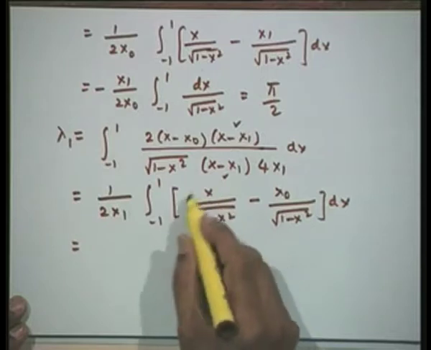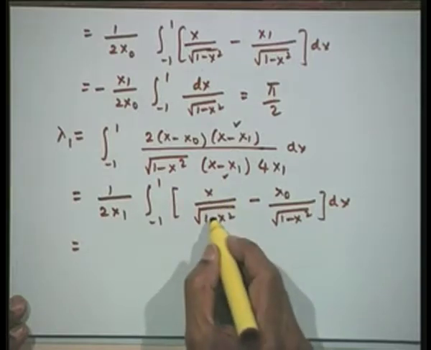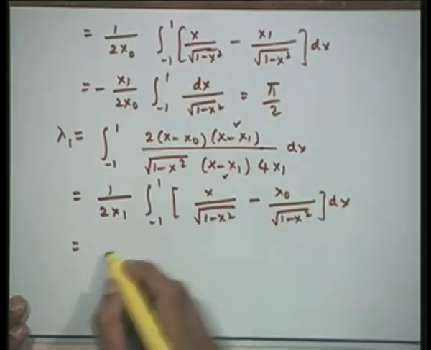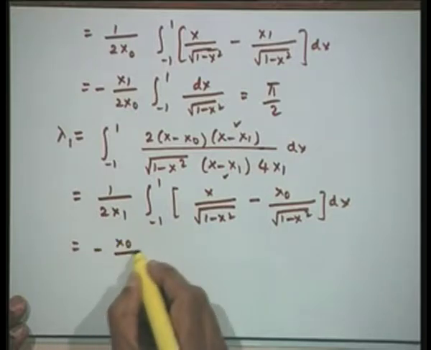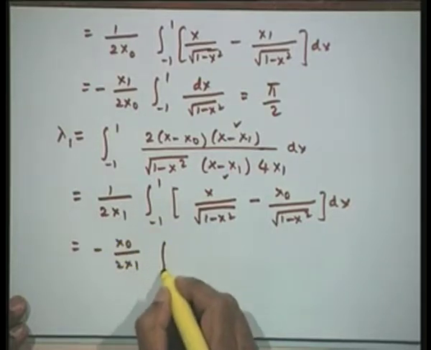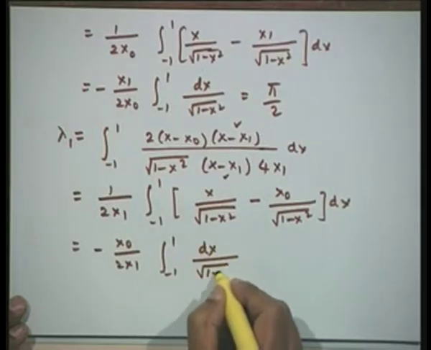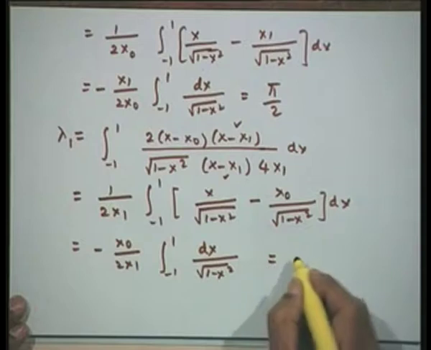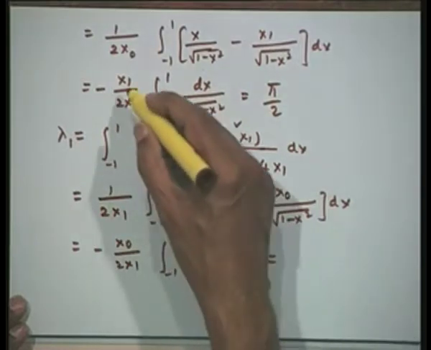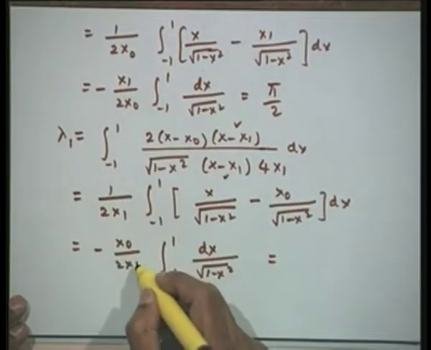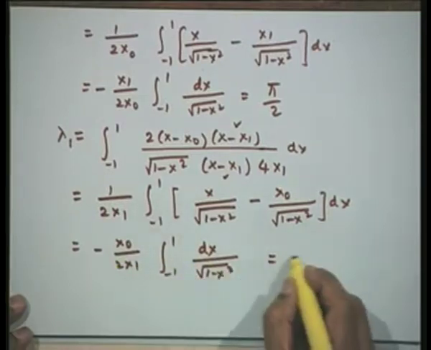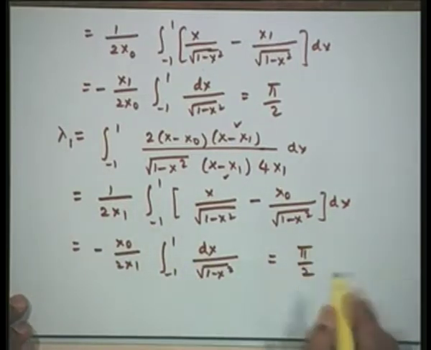Now again this is an odd function, therefore the value of this is 0. So I again have this minus sign outside: x naught minus 2 x 1, minus 1 to 1, dx upon under root of 1 minus x squared. Now this is same as before, because the ratio of x 1 by x naught and x naught minus x 1 is minus 1. So I will again have this as pi by 2.